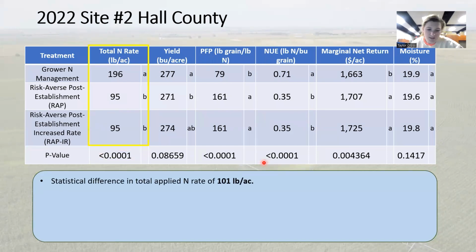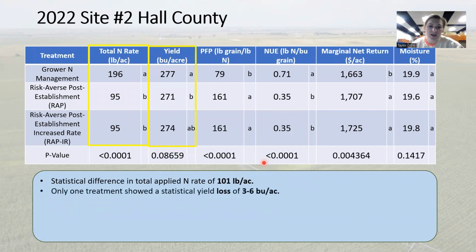So we did see a difference in total applied nitrogen of 101 pounds, which was definitely statistically significant. We didn't see a really big yield difference here. We did see the loss of 3 to 6 bushels an acre, but this is pretty high yields, and we're right there with the farmer. Especially that increased rate technically is not statistically different than the grower.